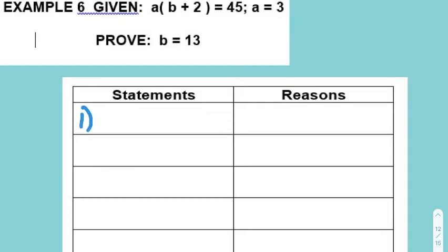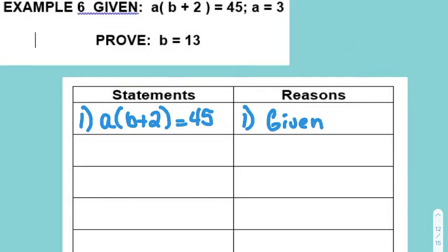So let's go ahead and write out our first statement. And that's, of course, because it's given to us. So again, a times (b plus 2) equal to 45. And we're also told that a is equal to 3. And again, you can list that all in one statement, or you can split it up as I've just split it up. It really is a personal preference thing. And sometimes when I have a lot of information, I will put all of it in one statement, but it's really not that big a deal.